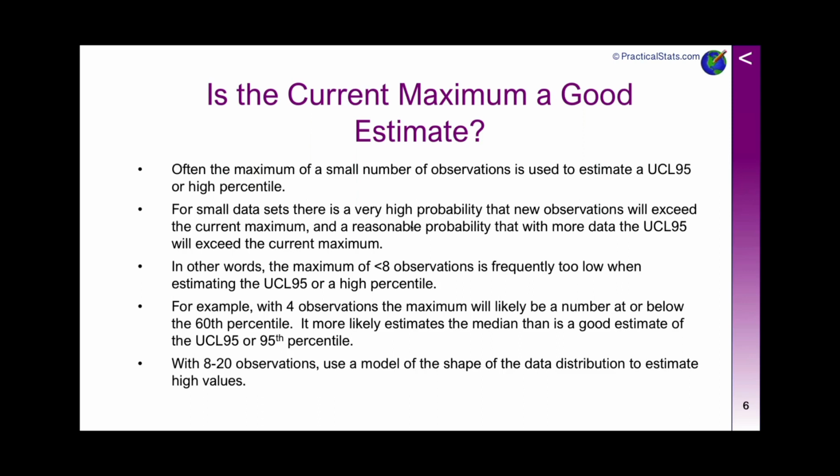And it's very likely that that is an estimate of somewhere below the 60th percentile. So it's more likely that with small numbers of observations, the maximum is not going to be a good estimate of even the UCL 95, much less an upper percentile like the 95th percentile. It's much more likely that it estimates something more like the mean itself or the median. So with 8 to 20 observations, you could at least use a model of the shape of the data and be able to project better.